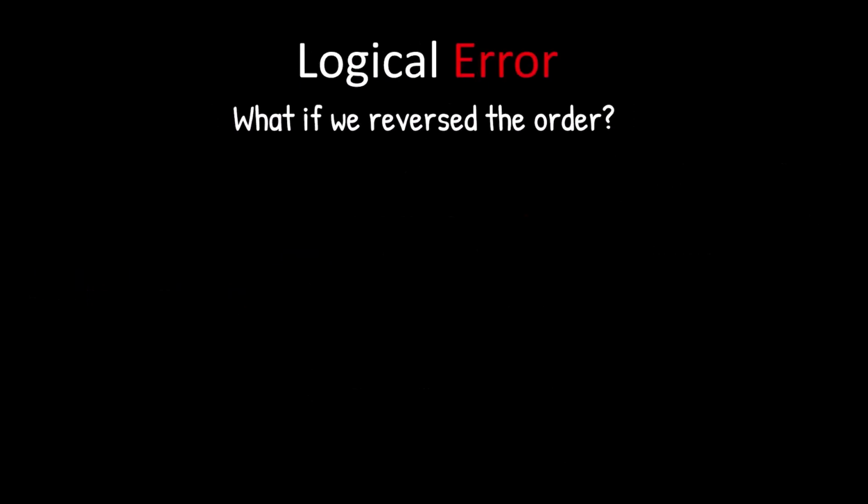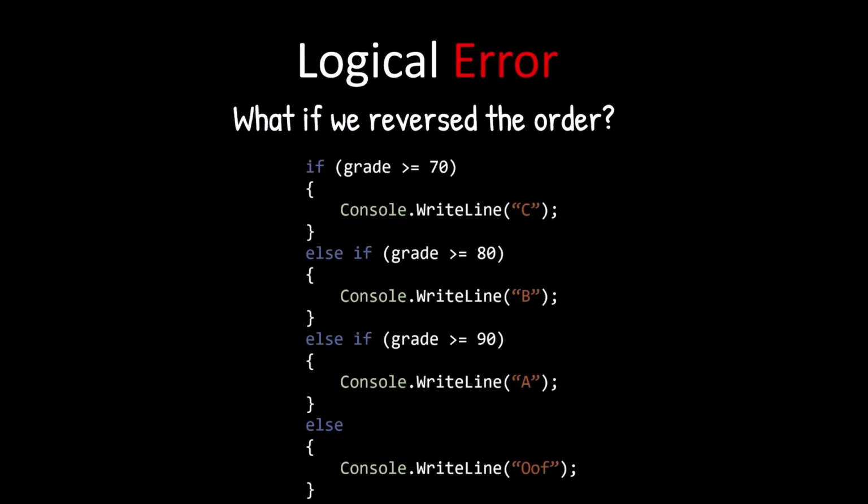And this order is important. If we ordered the code in a different way, we could have a problem. Now imagine that our grade was a 95. Well, that is greater than 70, so the first condition would be true, and C would be printed, and the rest of the blocks would be skipped. This is a good example of a logical error, where the code syntax is correct, but when it runs, we don't get the right behavior.